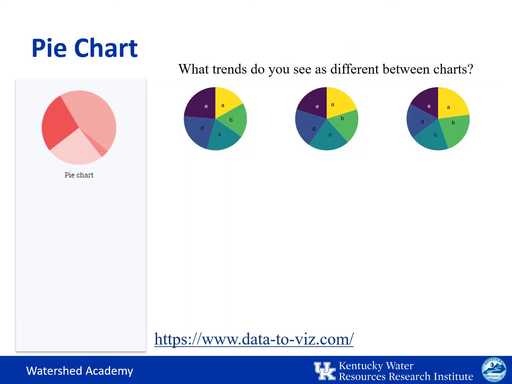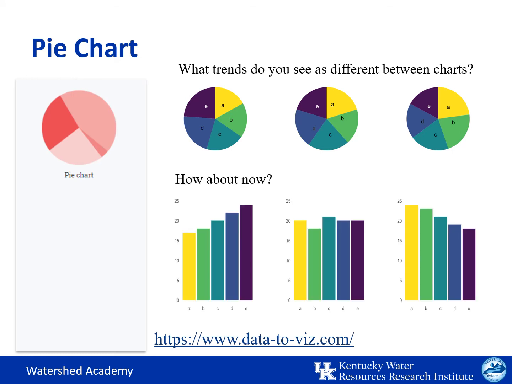We want to begin with the pie chart, which is a very commonly used chart. We'll compare 3 different pie charts. How do you see the relationship between these 3 pie charts? What kind of trends can you gather? Now look again. This is the same information shown on a bar chart. Can you see trends now?